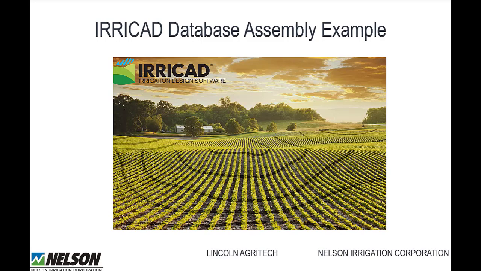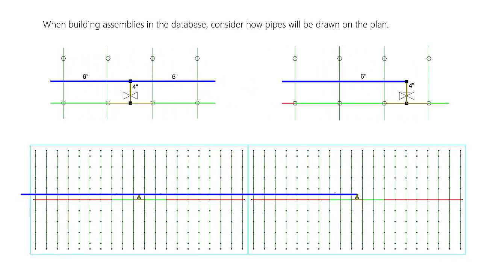This is a video demonstrating how to build a database assembly, specifically how to build an assembly for a control valve that would connect a mainline pipe to a zone pipe. When building assemblies in the database, it's important to consider how the pipes are drawn on the plan.